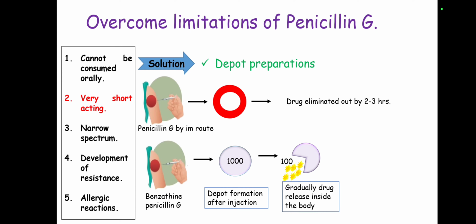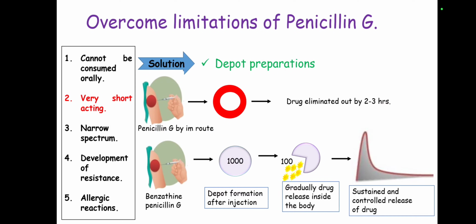So when they go out of the body, then another 100 molecules from the muscle will come into the blood, and they will work for another 2 to 3 hours. Again they will go out. Now 100 more molecules will come into the blood from the muscle. So in this manner the drug keeps on coming into the blood and its duration of action will be increased. So this preparation will increase the duration of action of benzathine penicillin G. And this benzathine penicillin G is the longest acting penicillin.